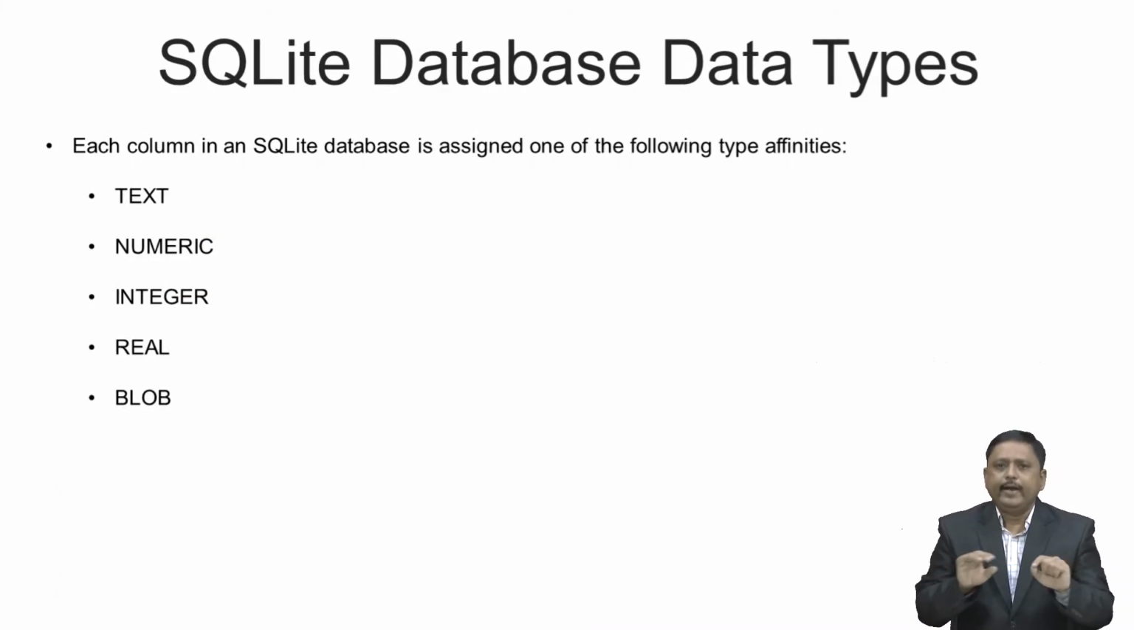Every data stored in a SQLite database has a data type. So, these are the data types that you can specify for every column or field. First is text, which refers to string data. Then we have numeric, integer, real and blob, or binary large object data. So, these data types you can use to store data in SQLite, right.